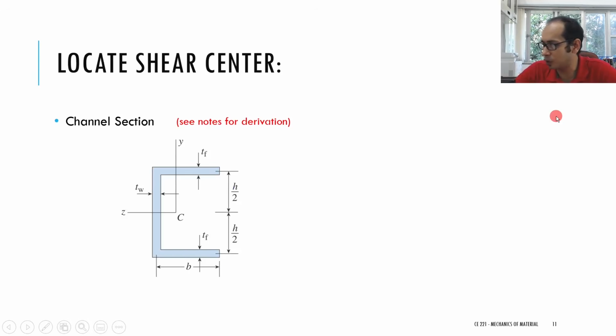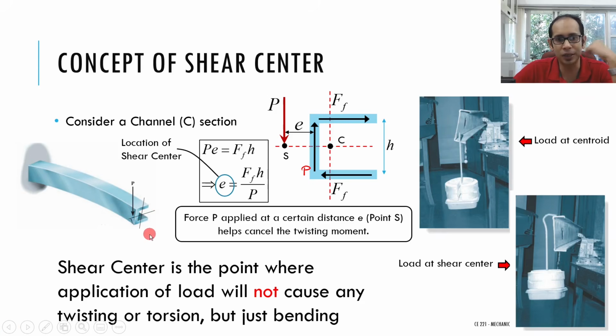So I hope this overall concept was clear. What we are going to do now is look at a problem example where we take a similar channel section, a similar kind of section like this, and for that we are going to compute the location of the shear center. So let's go ahead and take a look at a problem example.